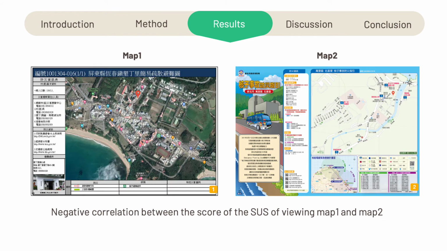The research found a negative correlation between the system usability scores of viewing Map 1 and Map 2. Based on the semi-structured interview, we speculated that users were more satisfied with the information on Map 1. However, the two-dimensional graphic on Map 2 is a clean way to present the road and landmarks.